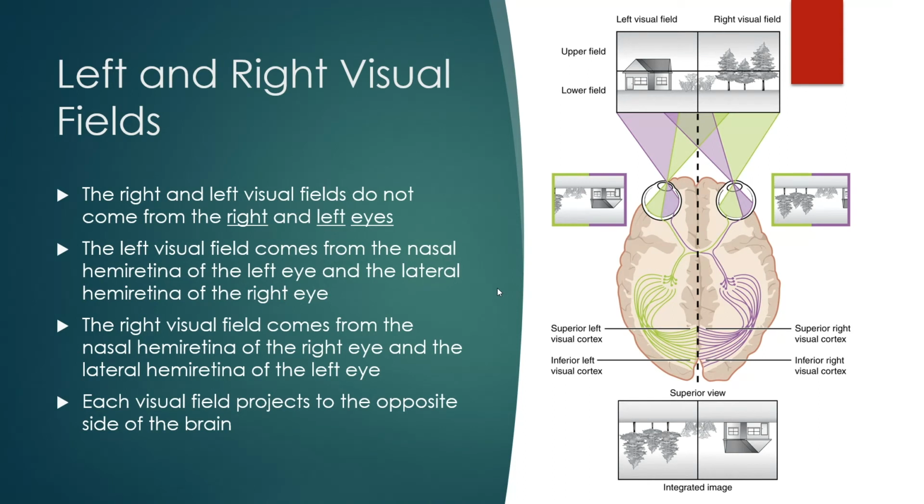And so you see that this one, for the left visual field, stays on the right side of the brain, whereas this part of the left visual field from the left eye crosses over into the right side of the brain.